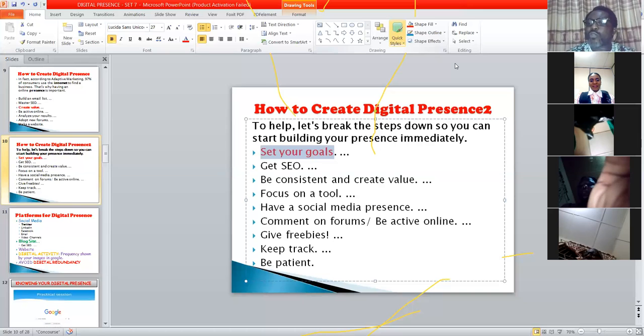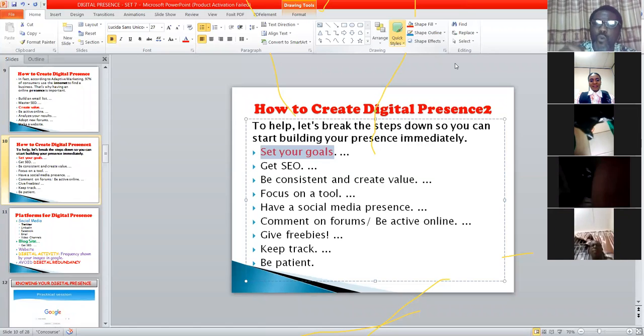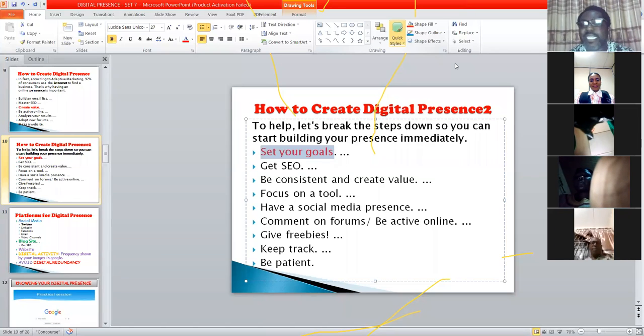Then if you are into entertainment and people are following your blog, you have a lot of subscribers, you discover that as the people increase, Google will begin to pay you. That's what we call Google AdSense. So you must know the purpose and the reason for which you are in the digital world. Then apart from that, be consistent and create value. You see, that value, nobody can stop it.